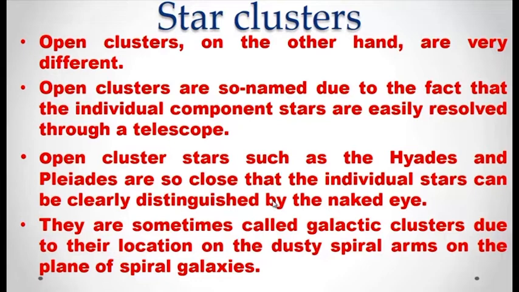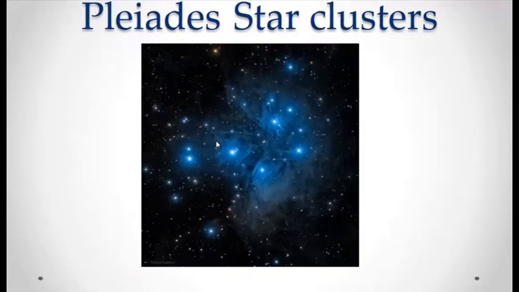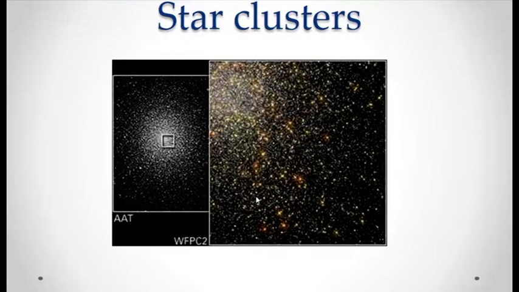So, these open clusters exist on the dusty spiral arms on the plane of spiral galaxies, so they are also called galactic clusters. As I told earlier, this is the photograph of the Hyades star cluster, which is an open cluster, a prominent open cluster. Then the Pleiades star cluster is also another prominent open cluster. You could see the stars are distinguishable even by our naked eye. That's the beauty of this open cluster.